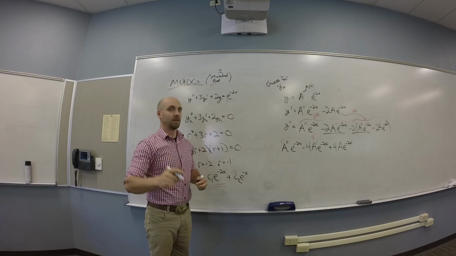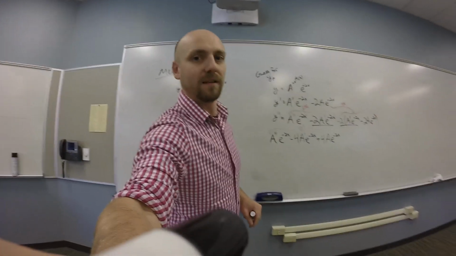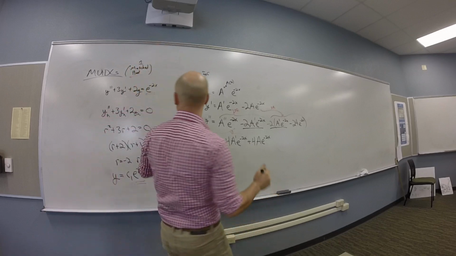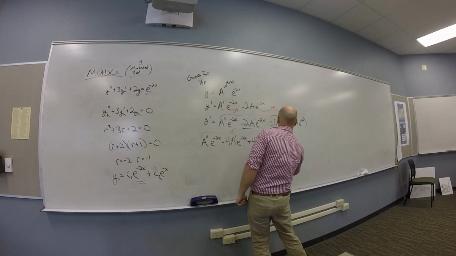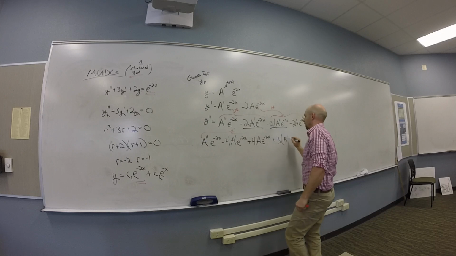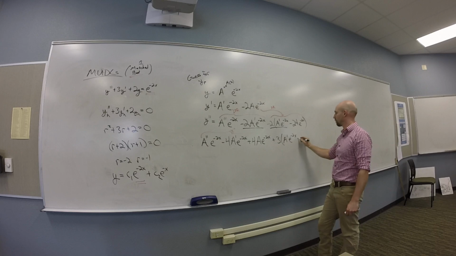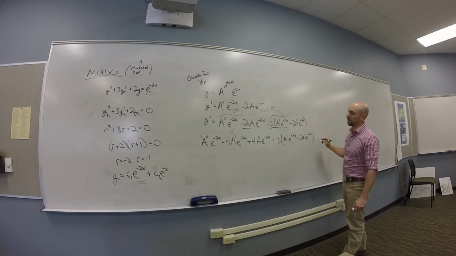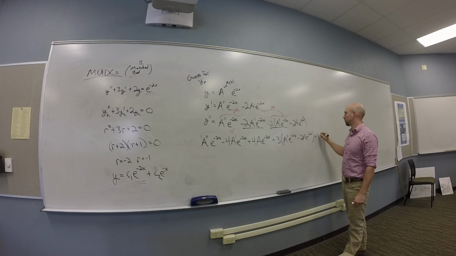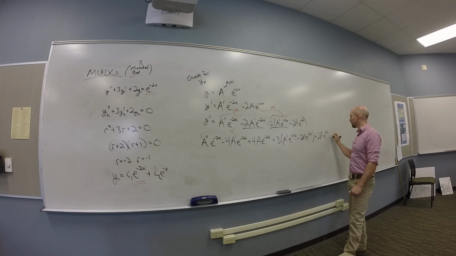Right? And then I need a bigger whiteboard. 3 times the quantity a prime e to the minus 2x minus 2a e to the minus 2x. So my plus 3a prime e to the minus 2x minus 6a e to the minus 2x, and then plus 2a e to the negative 2x. And then this is supposed to equal e to the minus 2x, right?